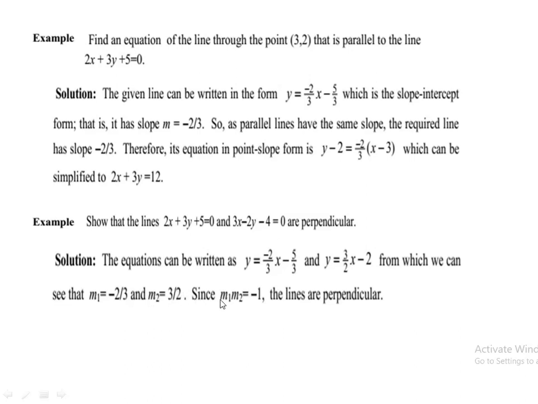Now let's check by multiplying the two slopes. That means m1 times m2. m1 times m2 is -2 over 3 times 3 over 2, which equals -1. The result shows the lines are perpendicular.